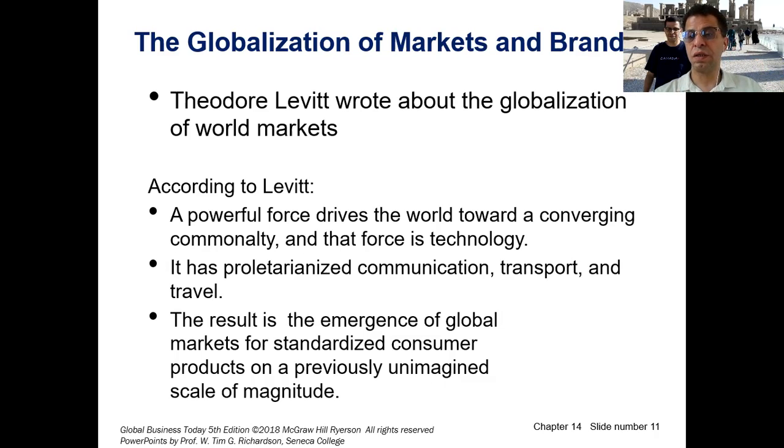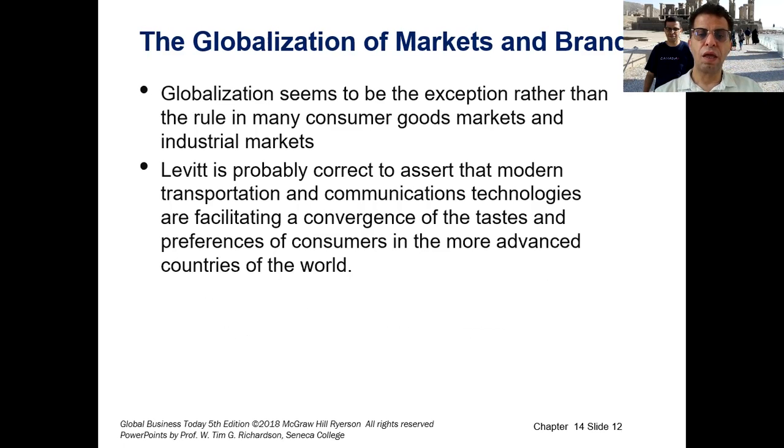Consumers are similar, they have a similar taste, but we see later on that's not true. For some products and services there are differences. Globalization seems to be the exception rather than the rule in many consumer goods markets and industrial markets. You know, the exceptions like pizza, for example, Pizza Hut, the exception like Burger King, the exception like McDonald's, the exception like Levi's jeans. But the rest need to be customized according to the community.